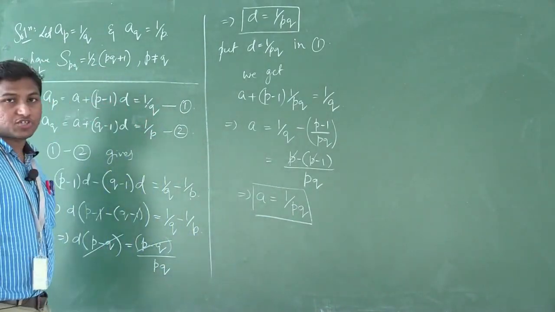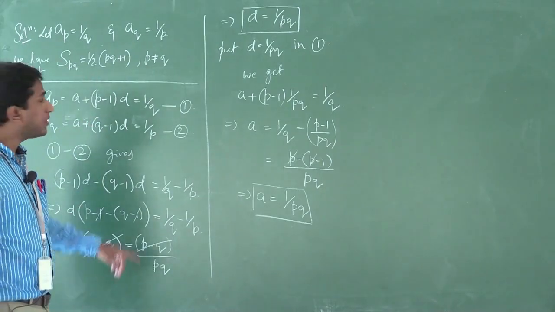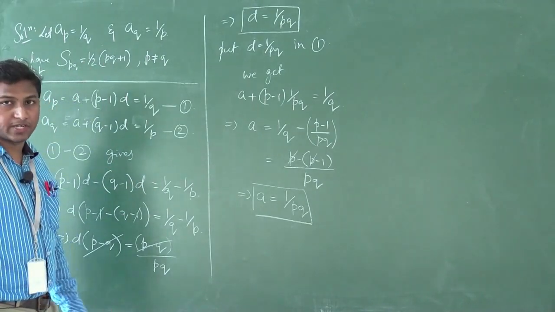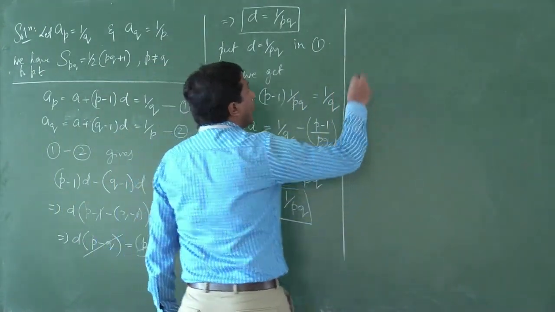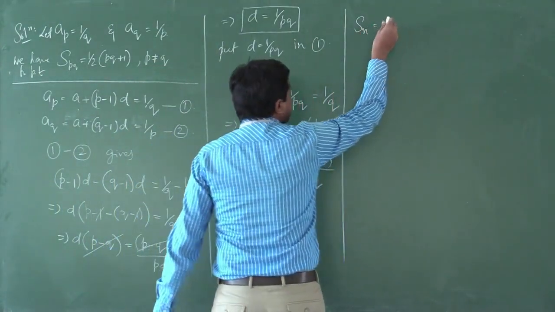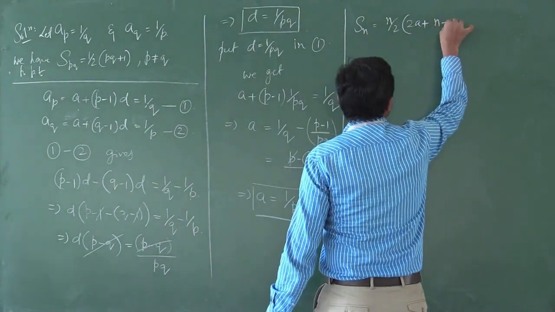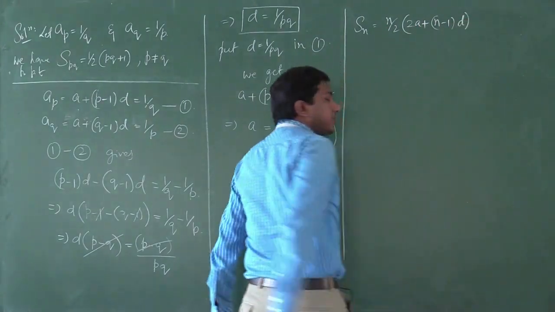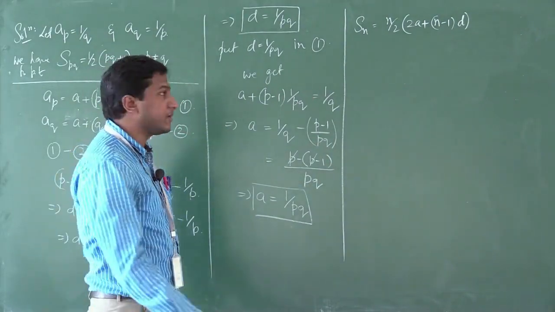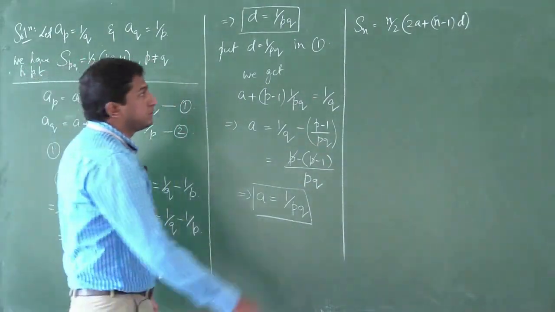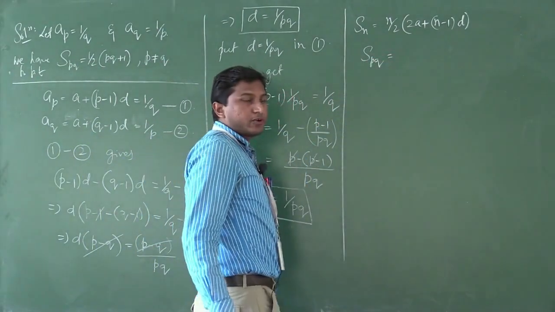But coming back to the question, what should we prove? We have to prove that S_pq equals 1 by 2 into pq plus 1. So to do that, we will use the formula of Sn. What is Sn? n by 2 into 2a plus n minus 1 into d. So if Sn is n by 2 into 2a plus n minus 1 into d, what is S_pq? In the place of n, I have to put pq.